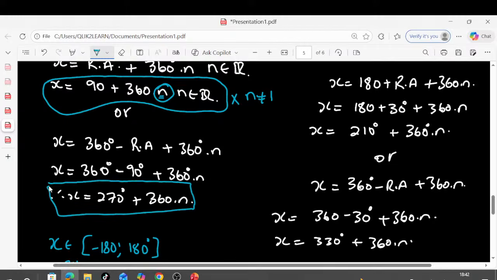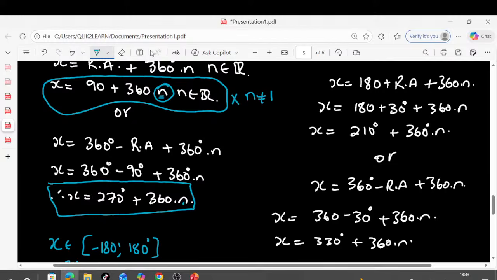We do the same. Where there's n, we put 1, we find the answer. So if you put 1 here, you can see that this will be 270 plus 360, won't work. Now, what about if we put minus 1? So this will be 270. We add 360. Guys, isn't it reference angle plus k? Yes, it's the same thing, né? Even if you write it as k, it's the same thing.